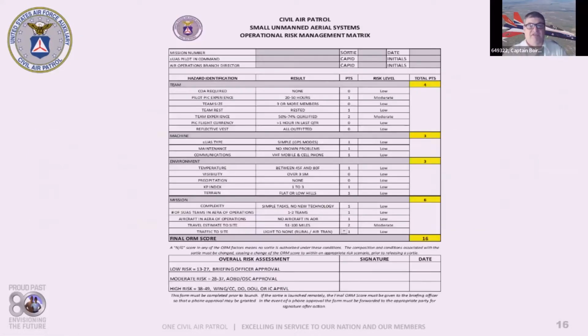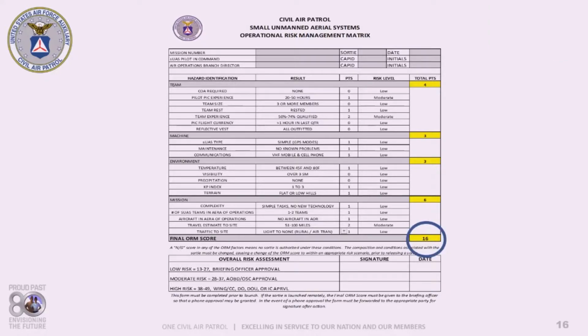So once you've selected the level of risk in each category, the score is tabulated in the matrix automatically. So in this case, our total score is 16. I'm going to give you a hint. Remember that number. So our score in this case, 16. When we flew on the weekend, our score was 21. It's going to change. Every flight you do is going to change based on the factors that you're playing in.